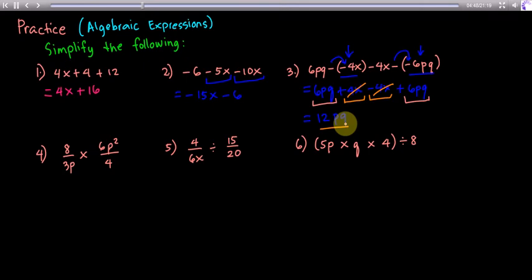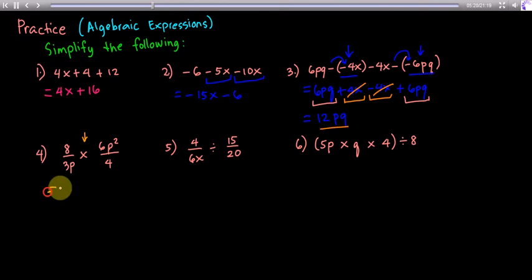Next, let's proceed with the fourth expression, 8 over 3p times 6p squared over 4. Always remember the operation. We're going to multiply. When we multiply, just multiply the numerator times the numerator of the other fraction, and the denominator of the first fraction times the denominator of the second.